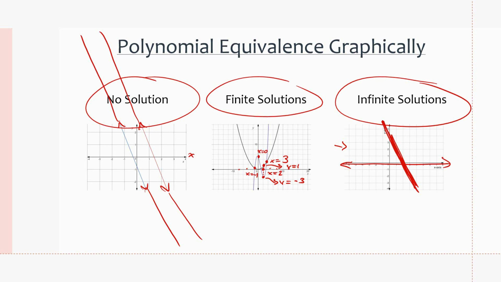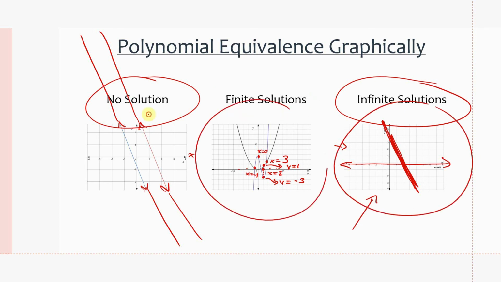So in summary, unless the graphs have infinite solutions, like here, they are not equivalent. So in these two cases, the graphs are not equivalent if they have no solution at all or have only a number of solutions that you can count to. If they have infinite solutions, then they're equivalent.